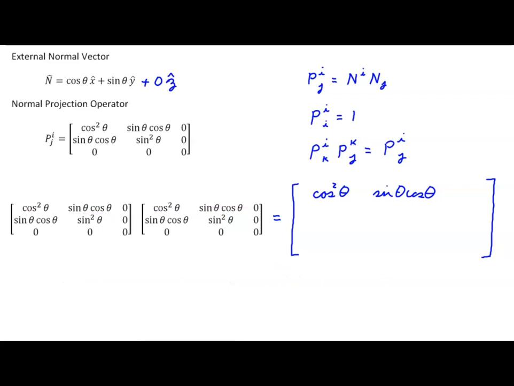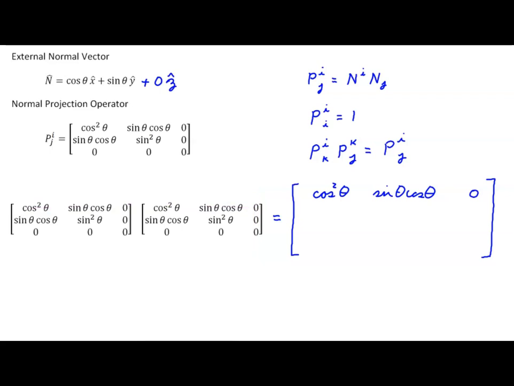Okay, next one, we'll have this row times this column. Well, all of these are 0, so this times 0 plus this times 0 plus this times 0, the whole thing is equal to 0, so this item over here is just a 0.